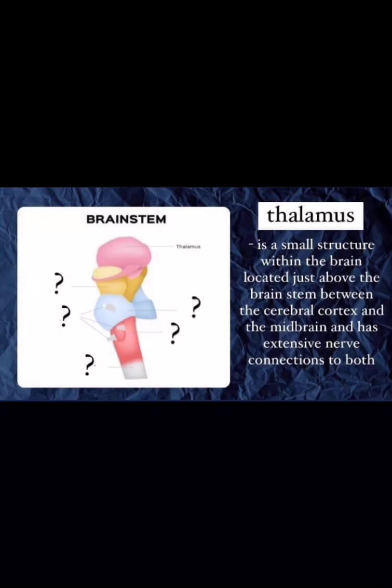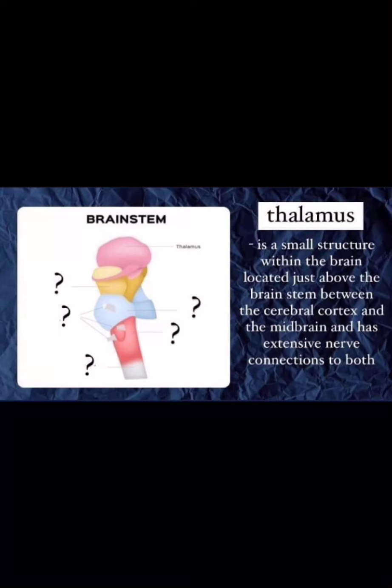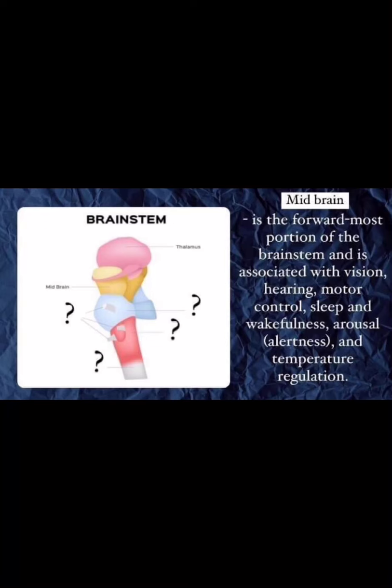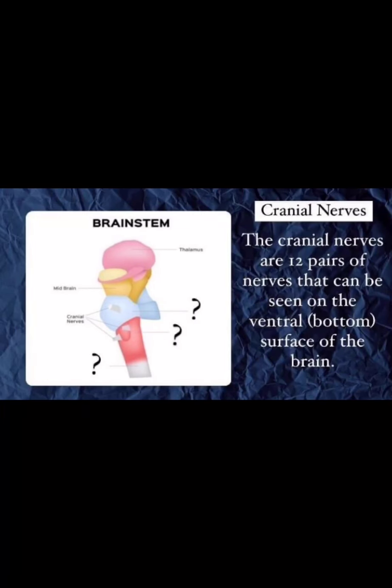Thalamus is a small structure within the brain located just above the brainstem, between the cerebral cortex and midbrain, and has extensive nerve connections to both. Midbrain is the forwardmost portion of the brainstem and is associated with vision, hearing, motor control, sleep and wakefulness, arousal, alertness, and temperature regulation. Cranial nerves. The cranial nerves are 12 pairs of nerves that can be seen on the ventral bottom surface of the brain.